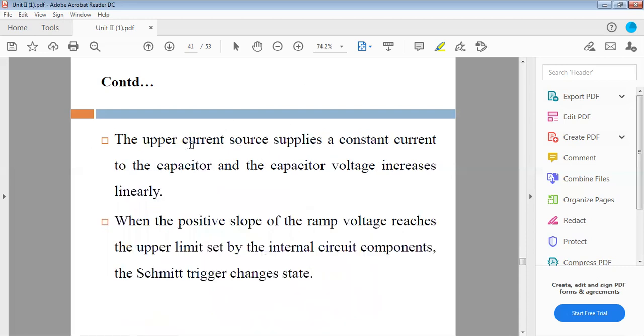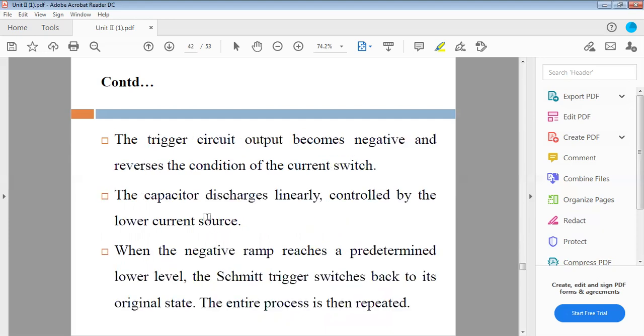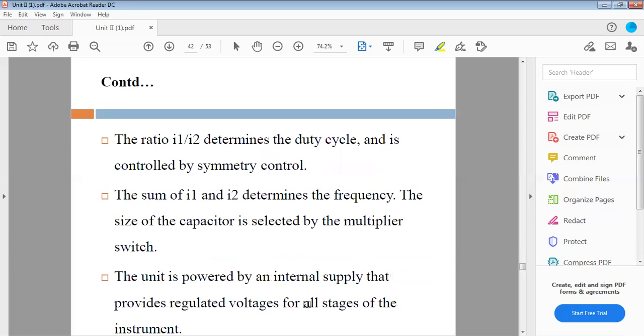The upper current source supplies a constant current to the capacitor and the capacitor voltage increases linearly. When the positive slope of the ramp voltage reaches the upper limit set by the internal circuit components, the Schmitt trigger changes its state. The trigger circuit output becomes negative and reverses the condition of the current switch. The capacitor discharges linearly, controlled by the lower current source, and when the negative ramp reaches a predetermined lower level, the Schmitt trigger switches back to its original state. The entire process is then repeated.